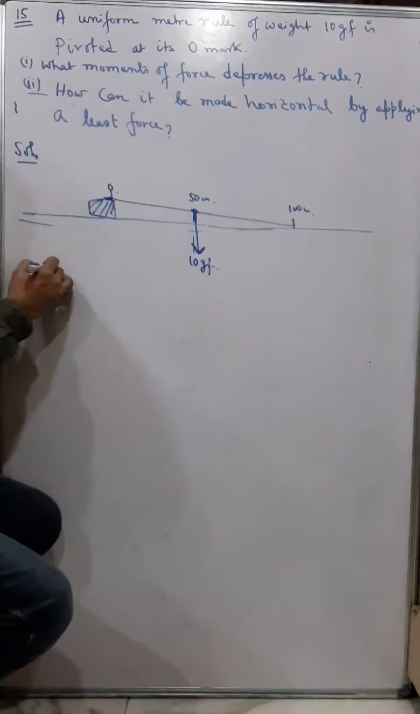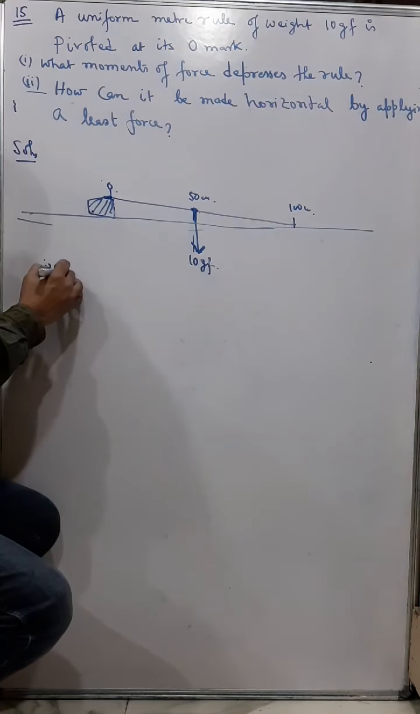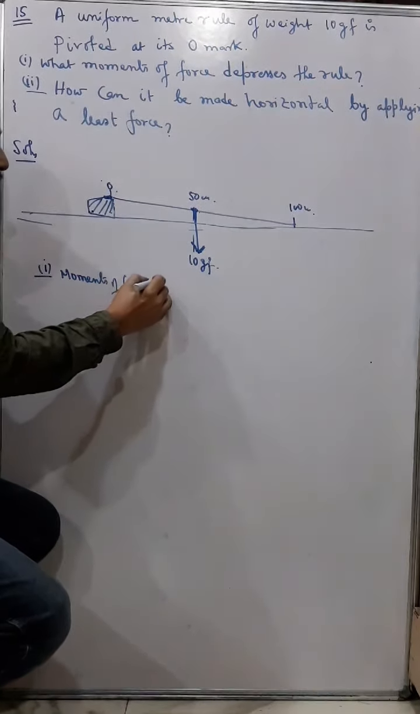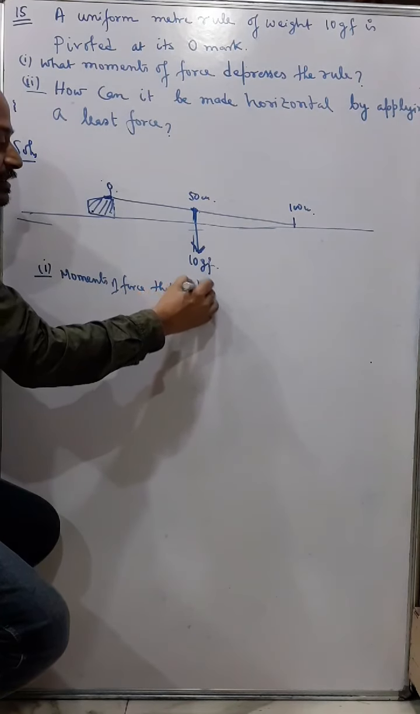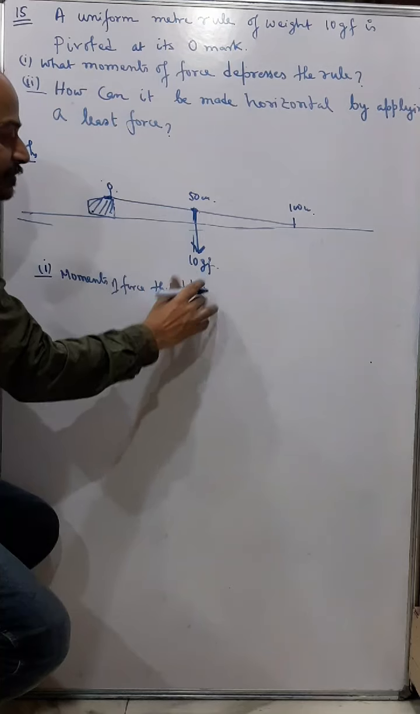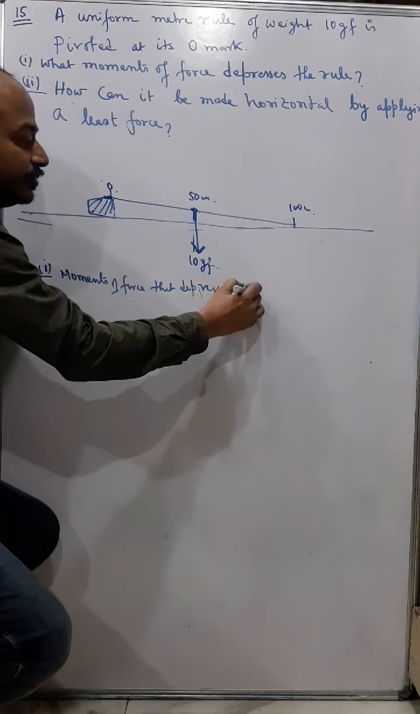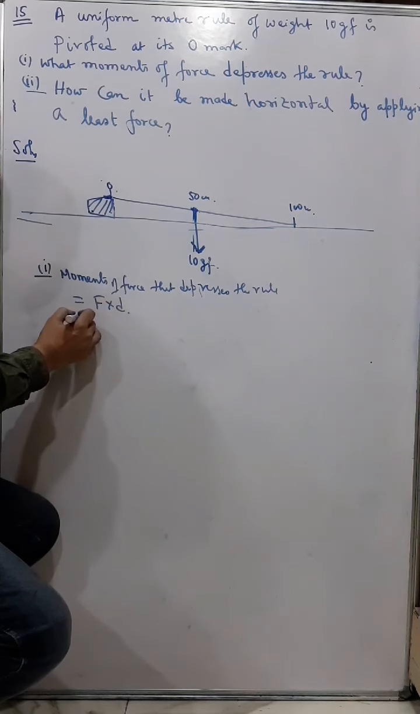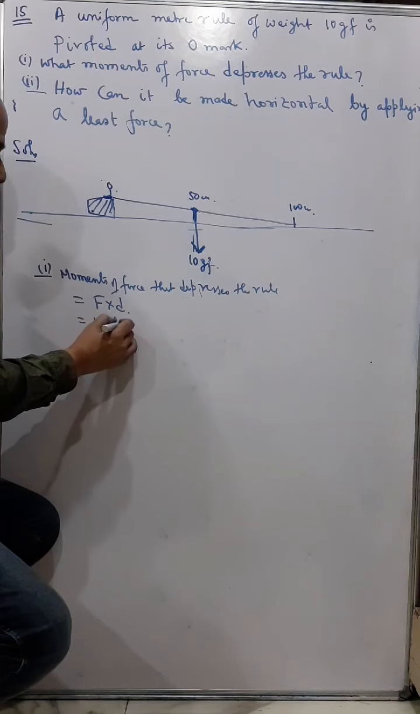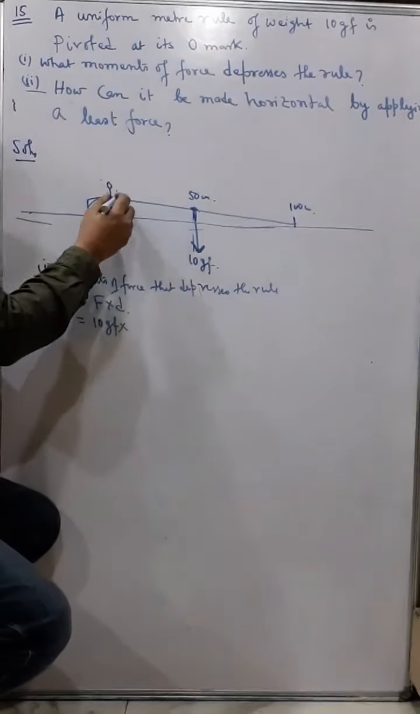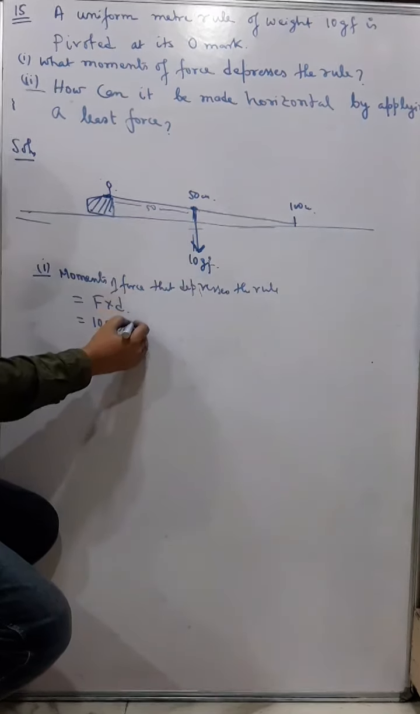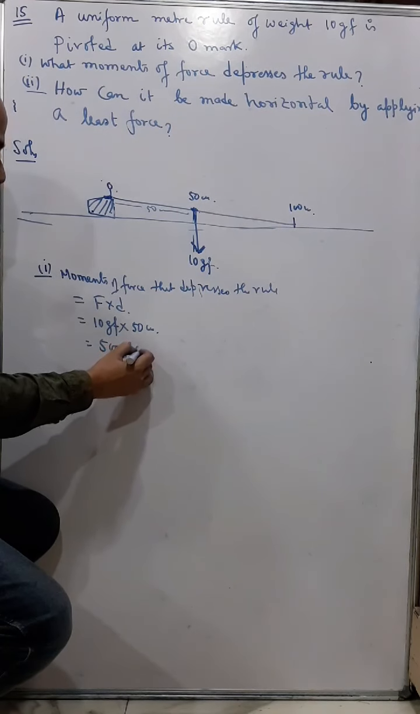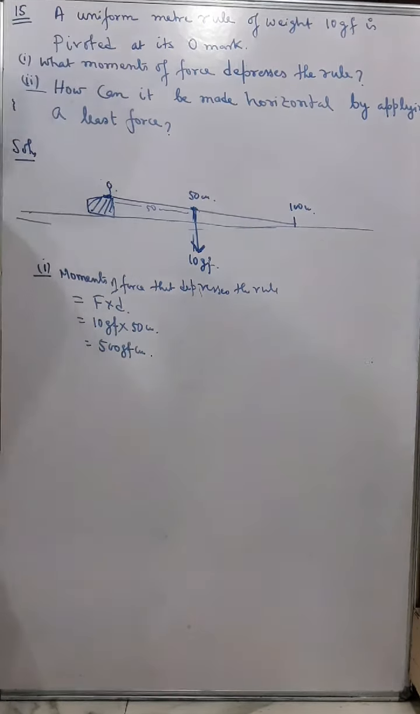So finally we can say for number 1 that the moment of force that depresses the rule is equal to force into perpendicular distance. Now force is how much? 10 gf, and this distance from here to here is 50, so it is 50 centimeters. So the answer will be 500 gf centimeter. Understand?